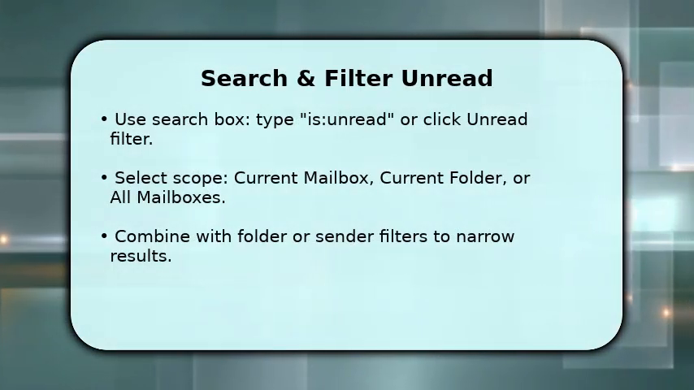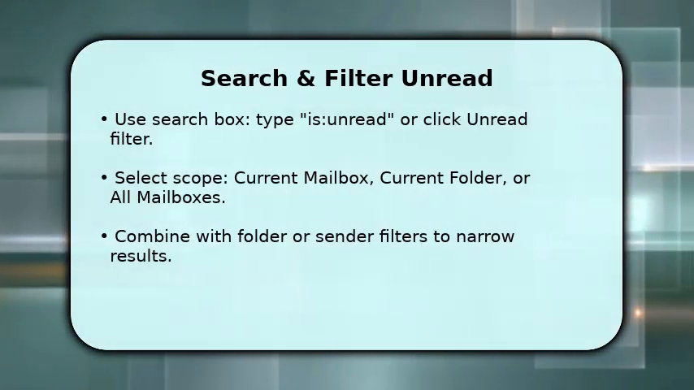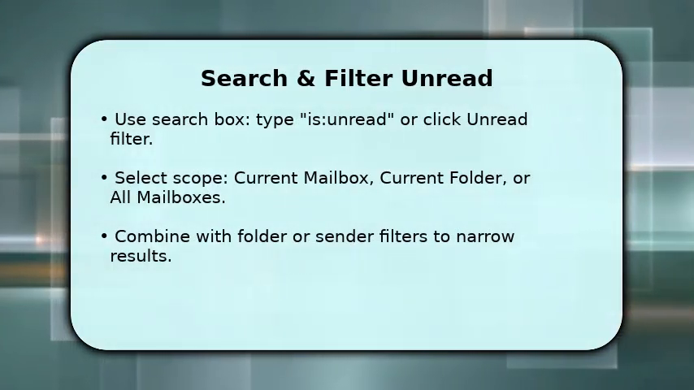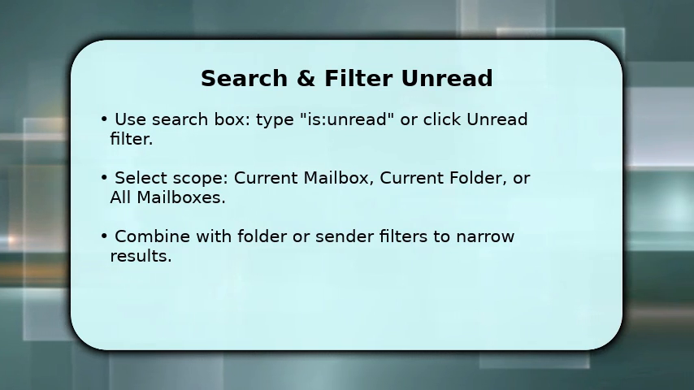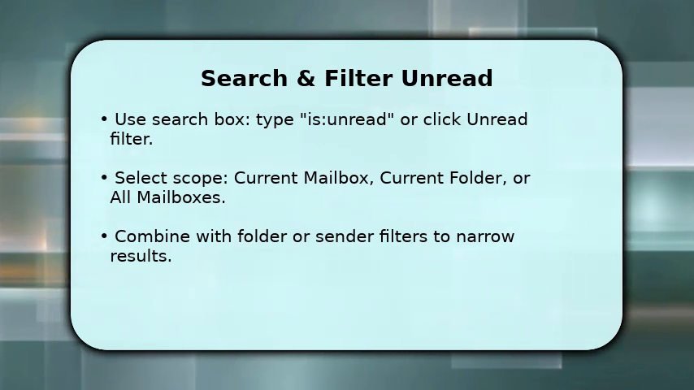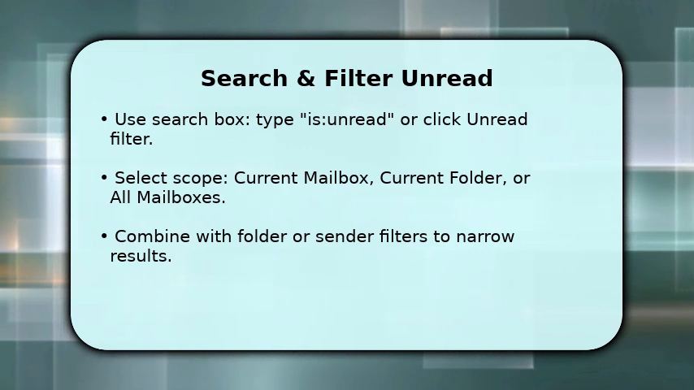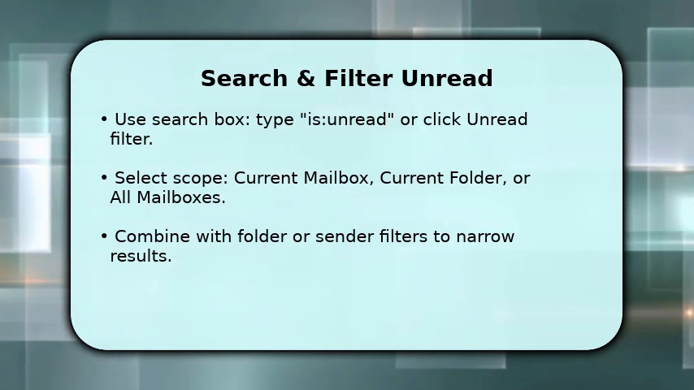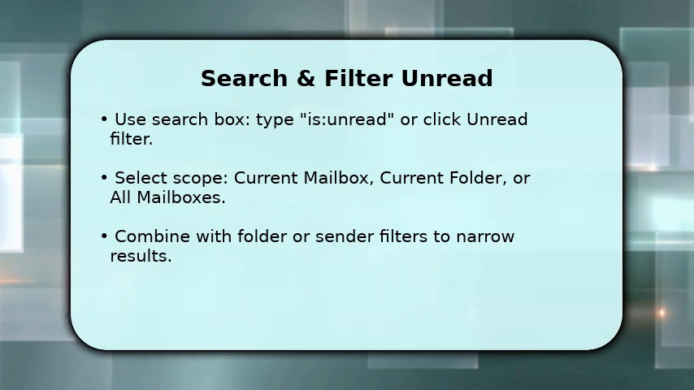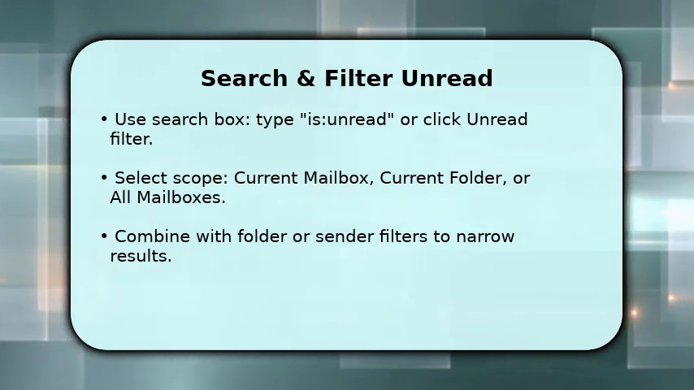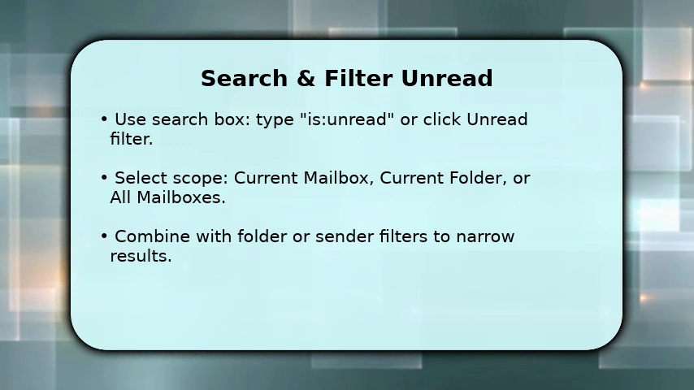Now run the unread search. Type is unread in the search bar or click the unread filter button. Both show why certain messages appear. Once done, adjust the scope to current mailbox or all mailboxes depending on whether you want a single account or every account. If you need specifics, add sender, subject, or folder name to narrow results.